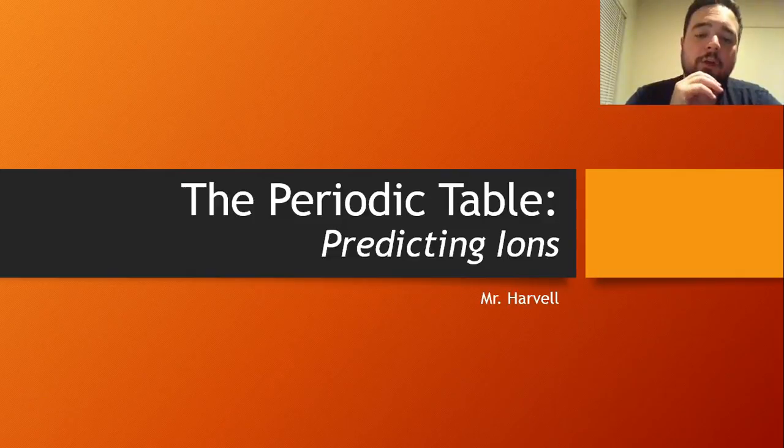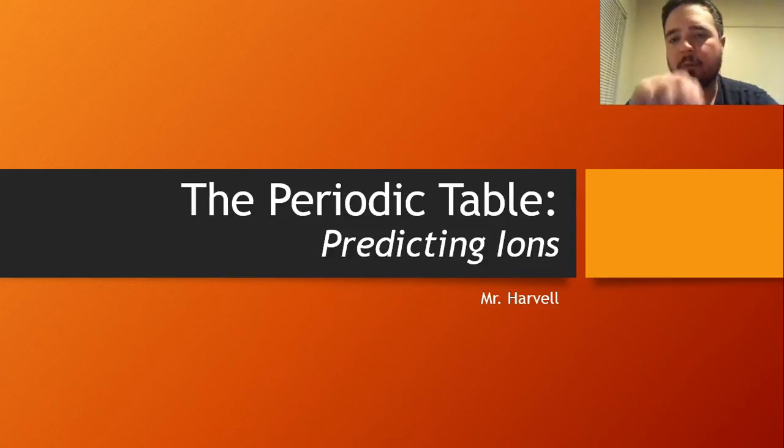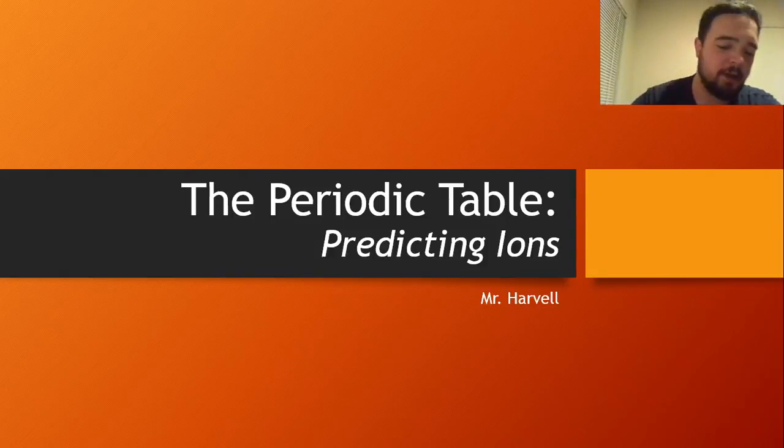Hello, so today we're going to finish up our talk on the periodic table. This is particularly in regards to predicting what types of ions certain elements will form based on the position and location on the periodic table and electron configuration, which will become very, very important in the next unit when it comes to chemical bonding.